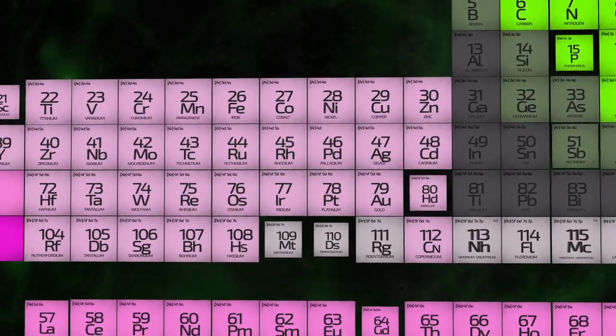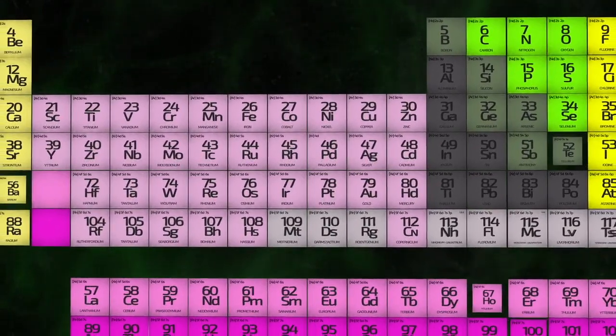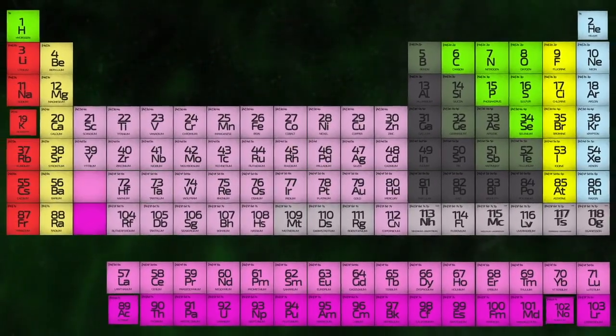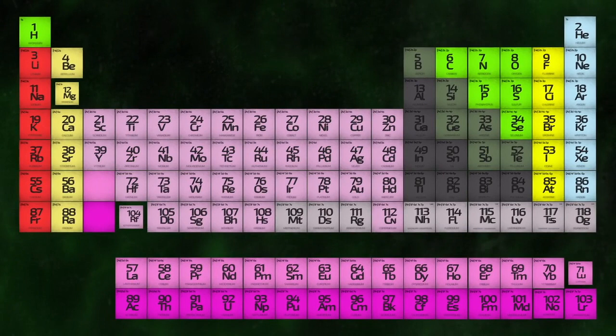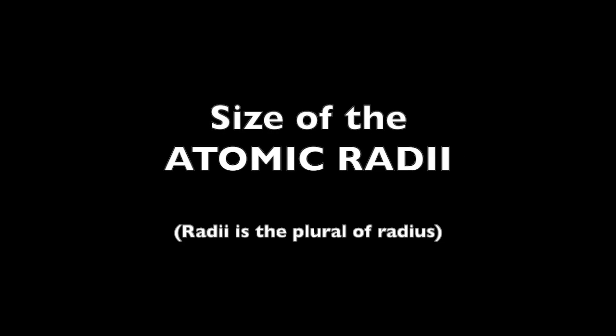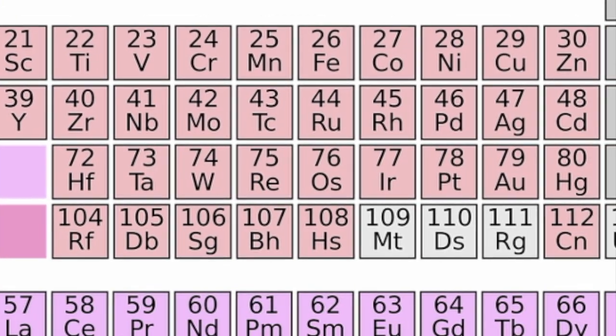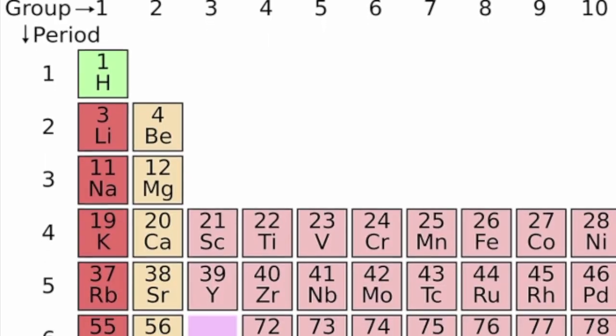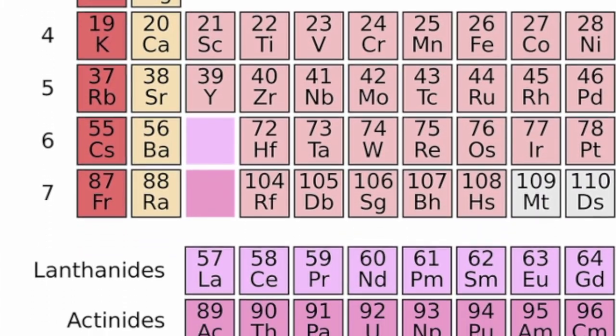By now you should be familiar with the periodic table and how it organizes elements according to atomic number and by grouping elements that have similar properties. When we look at the periodic table more closely, we notice several interesting trends called periodic trends. The trend we're going to look at in this video is an interesting pattern we see in the size of the atomic radii as we move across the periodic table and as we move down a column.